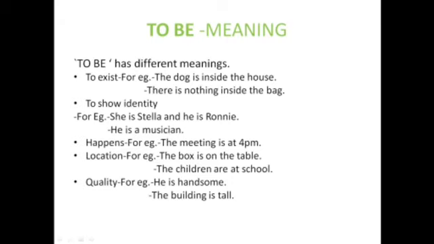Lastly, to be can also be used to describe the quality of someone or something. For example, he is handsome. Here I'm describing the quality of a person. The building is tall. Here I'm describing the quality of the building. I hope with this, the different meanings of to be are clear.